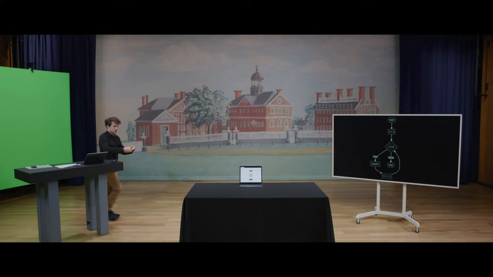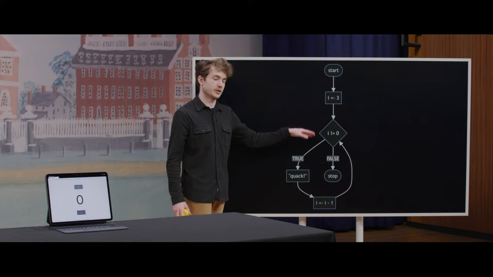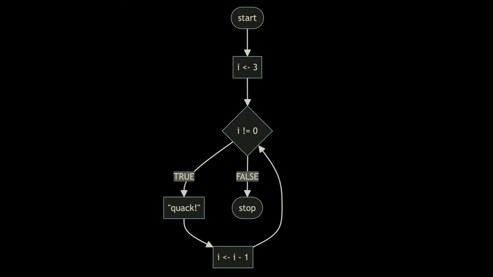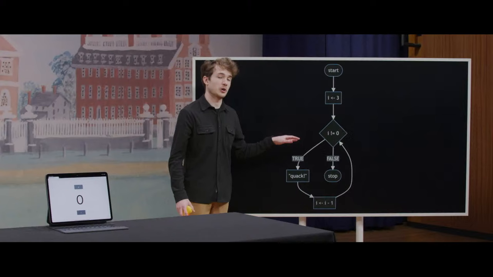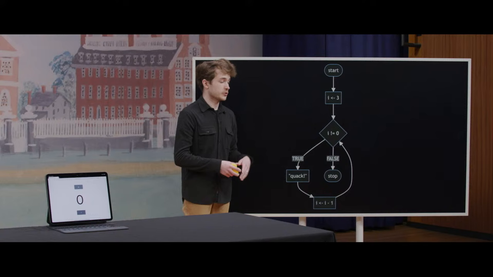Well, the first thing we do is we set I equal to 3, just like this. And then we ask the question, before we do anything else, we ask the question, is I not equal to 0? If it's not equal to 0, if that is true, we're going to squeeze our duck and subtract 1 from I. And then we'll ask the question again, is I not equal to 0? And if ever in our loop that question is false, that is, this condition is no longer true, we will stop, exit our loop entirely. So let's visualize this now.